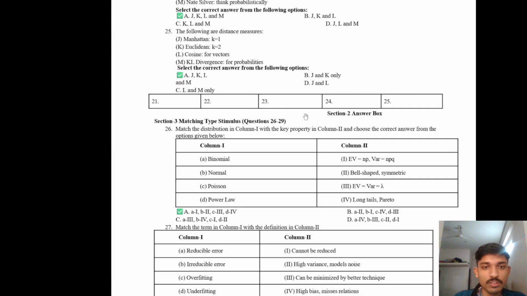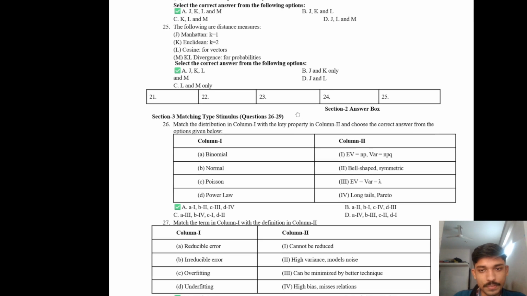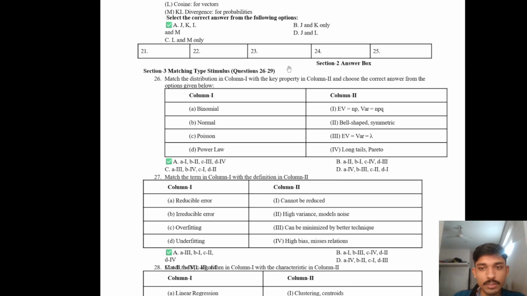So now let's move to another section, which is section 3. In this section, we will talk about match the columns. So the 26th one, here the correct answer is A because binomial theorem is generally referred to. In binomial theorem, we calculate the mean as n into p. Here n is the number of independent trials, p is the probability of an event that is happening, and q is the probability of a failure of an event. So the mean is calculated as n into p, and variance is calculated as n into p into q.